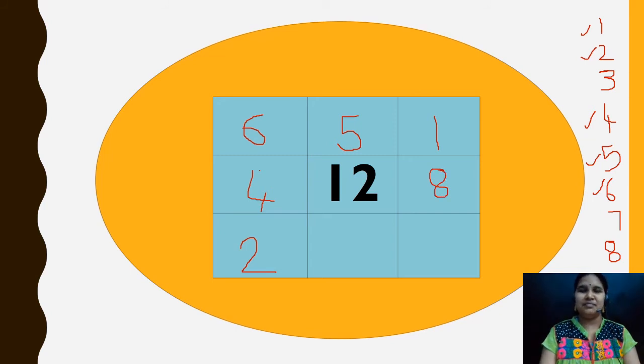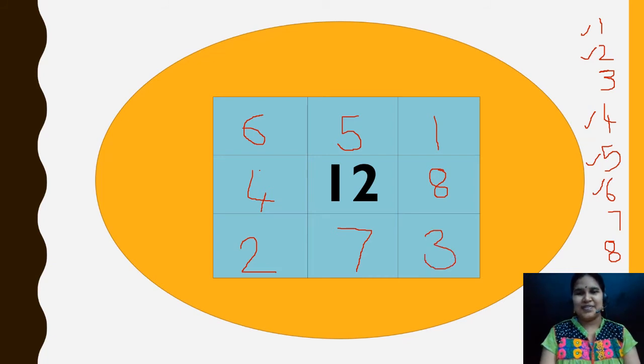Here we have 5. What should be added to 5 to get 12? That is 7. It's very simple. 7 plus 5 is 12. And still, here we have 2 and 7. How much is 7 plus 2? It's 9. So what should be added to get 12? That is 3 only. The leftover number is 3.